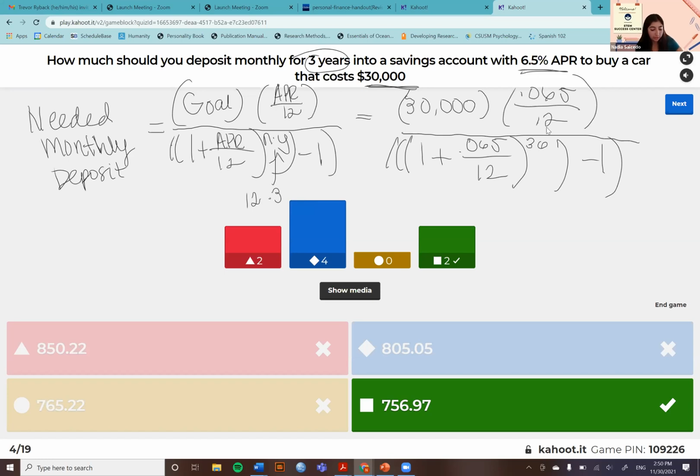Once you get that, you get 756 dollars and 97 cents. If anyone has any questions, put them in the chat or feel free to unmute. Okay, if there are no questions, I'll go to the next one.